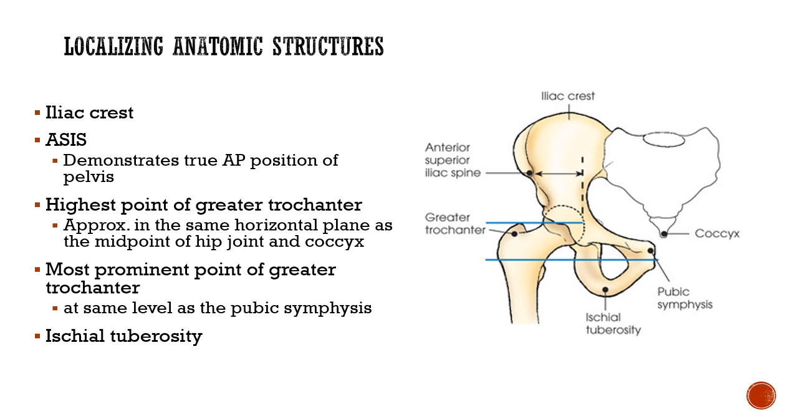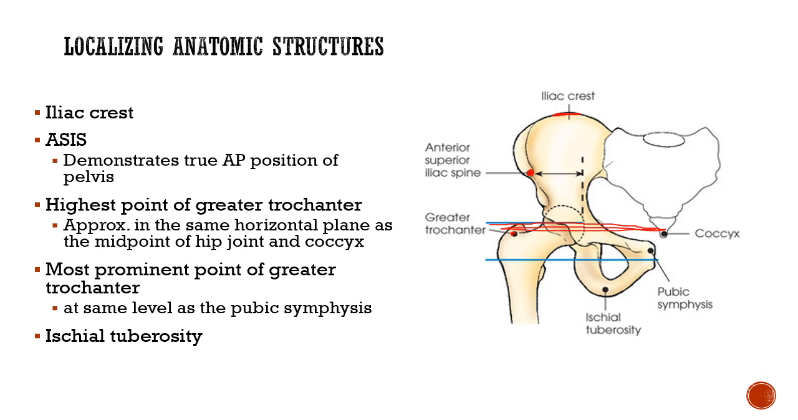Localizing anatomic structures are important. So the iliac crest is at the level of about L4. We've got the ASIS, which is going to be our location for our true AP projection of the pelvis. We're going to make sure that we have equal distance from the ASIS to the tabletop on each side for AP projections. The highest point of the greater trochanter is in approximately the same plane as the hip joint and also as the coccyx, so approximately the same plane.